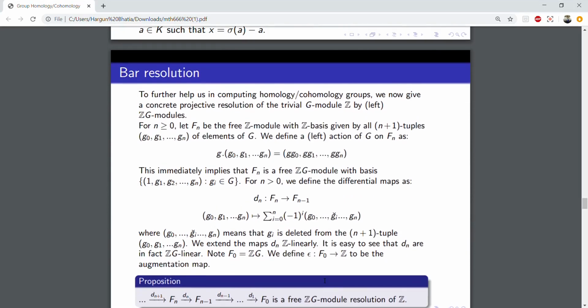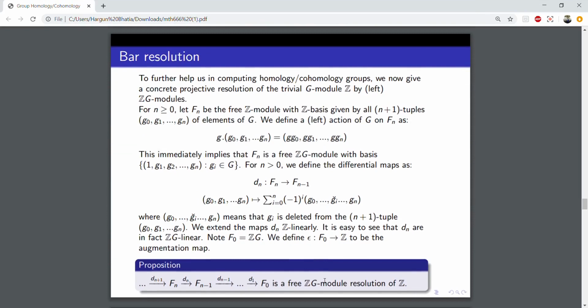So now let's talk about this bar resolution. So what is this? Basically, you want to compute homology groups and cohomology groups, it suffices to give a projective Z resolution. So now we're going to describe a very standard projective resolution of the Z as ZG modules, which will help us in computing the homology and cohomology groups. It's a very expressive resolution. So how do we describe this?